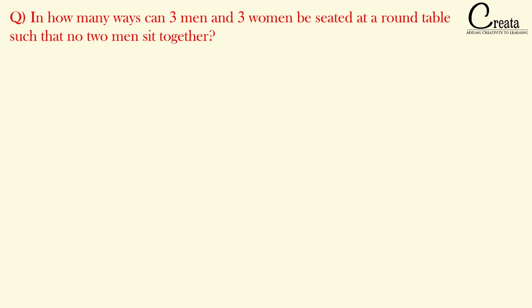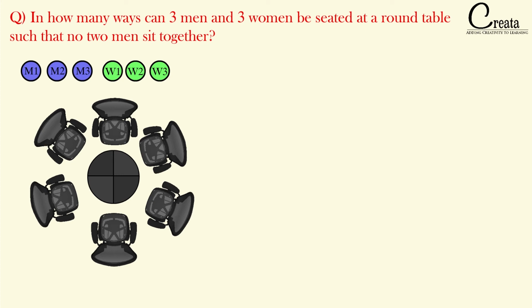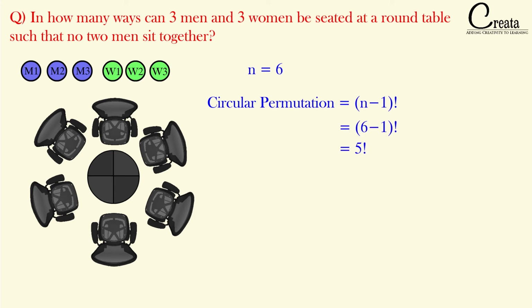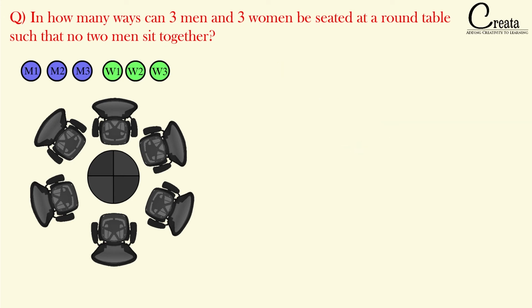In this case, we have 3 men and 3 women, and we have a round table, that is we have a total of 6 seating positions. Again, the case of circular permutation. Here we have a total of 6 people, that is n is equal to 6. So in how many ways can we accommodate these 6 people at this circular table? It will be equal to n minus 1, that is 5 factorial ways. Okay. But in this question, a condition is given, that is no 2 men sit together.